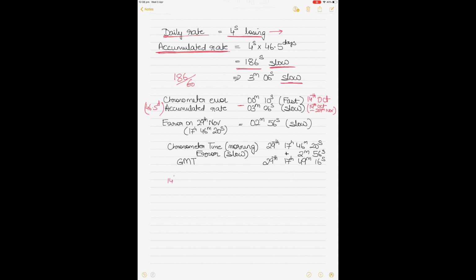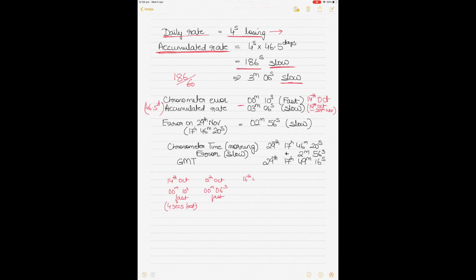So if on 14th of October, if I can make you understand, it was 0 minutes 10 seconds fast. This is fast, right? 15th of October, after 24 hours, it will be 0 minutes 10 minus 4 seconds, so 6 seconds fast, right? I'm losing 4 seconds a day. So although the error is still fast, you are losing 4 seconds. So the rate of fastness is getting reduced.